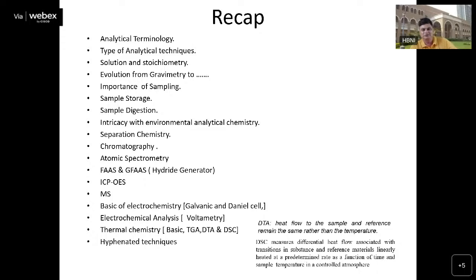Then only your results are reliable actually. Then we have seen that various kinds of analytical techniques are there. What we had come across, there are 3 kinds of analytical techniques. One is the gravimetry techniques. Gravimetry techniques are considered absolute methods. Under the absolute method category, gravimetry is one of them.